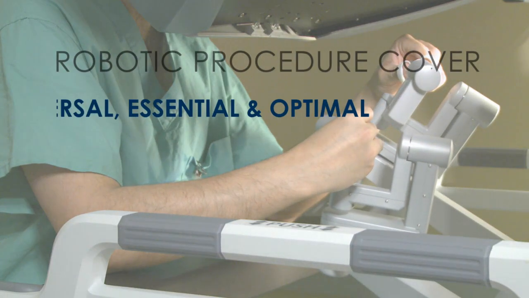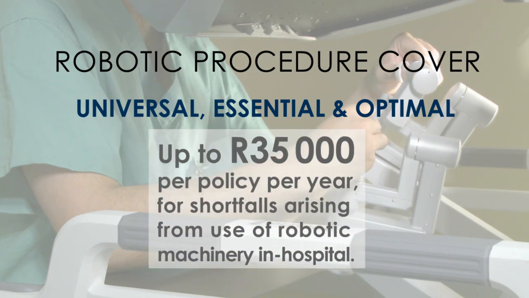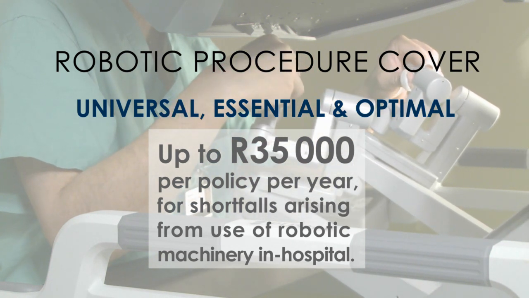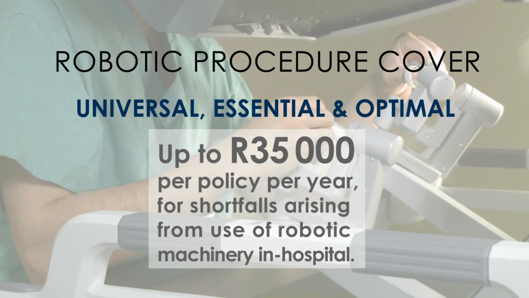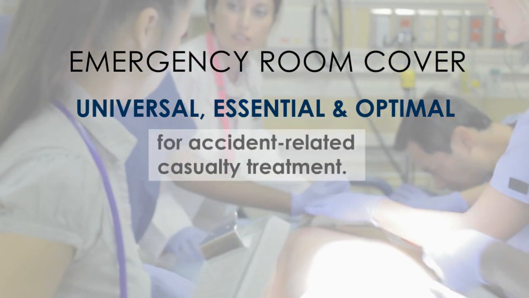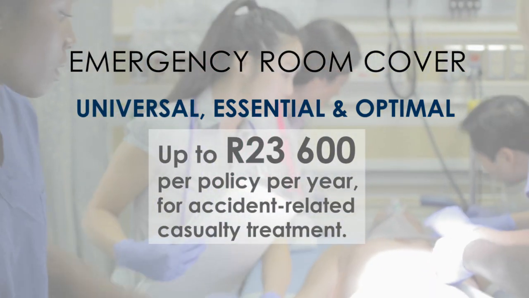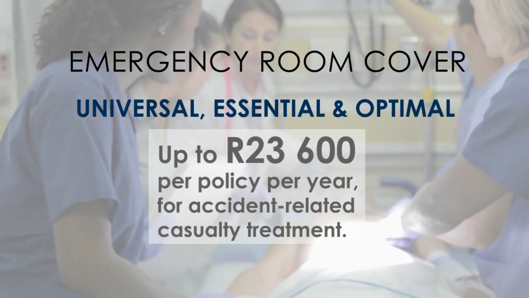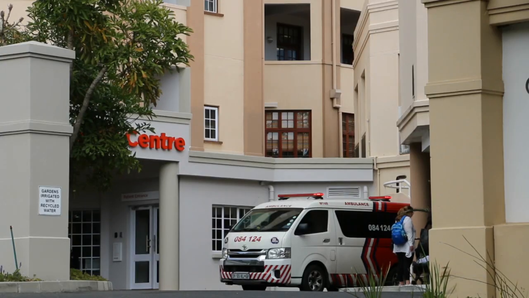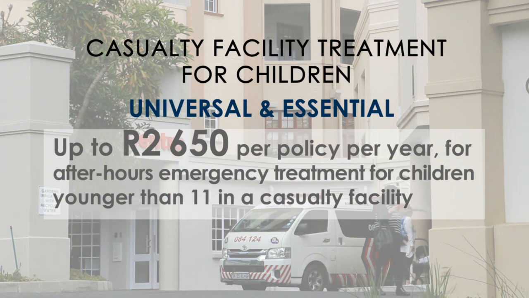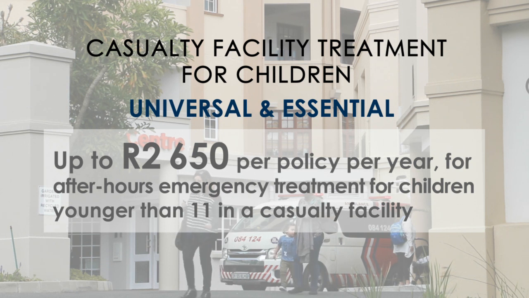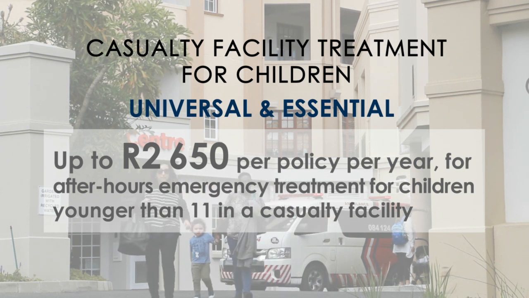All three GAP policies provide up to R35,000 per policy per year for medical expense shortfalls that arise from the use of robotic machinery during in-hospital operative treatment. All three GAP policies also provide emergency room cover of up to R23,600 per policy per year for accident-related treatment in a hospital casualty facility. The Universal and Essential GAP policies provide cover for after-hours emergency treatment, up to R2,650 per policy per year for children younger than 11 in a casualty facility.